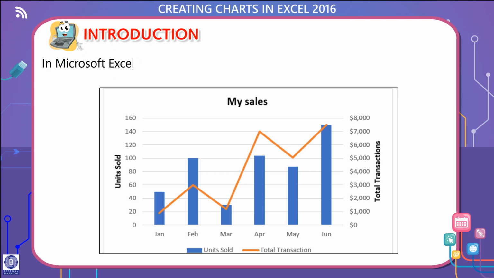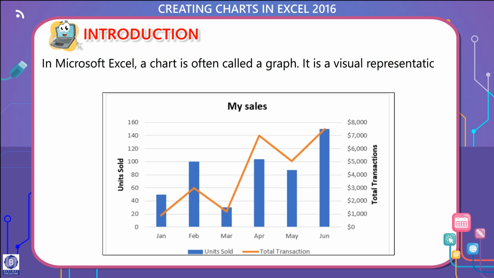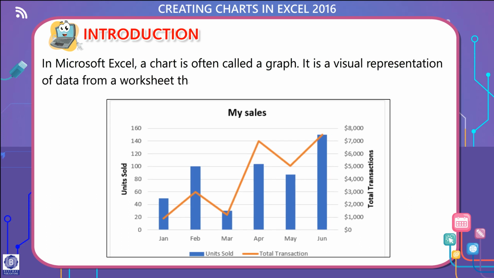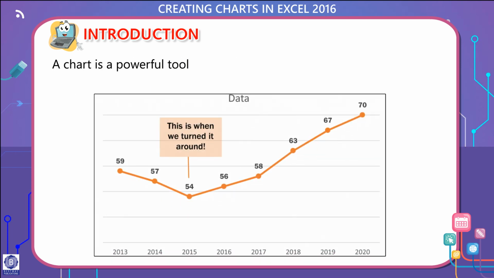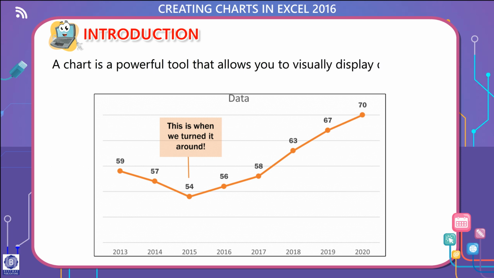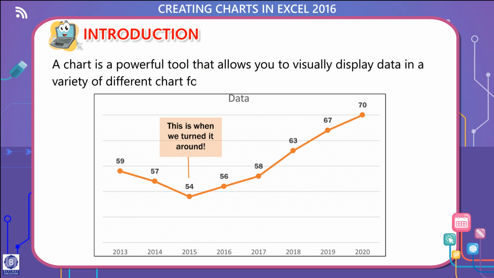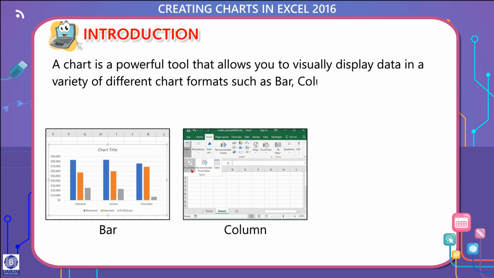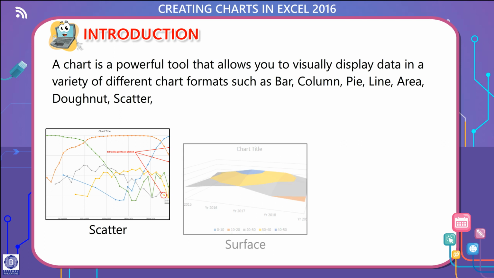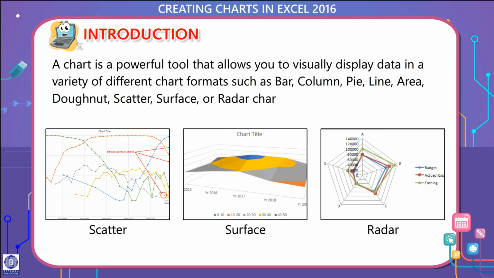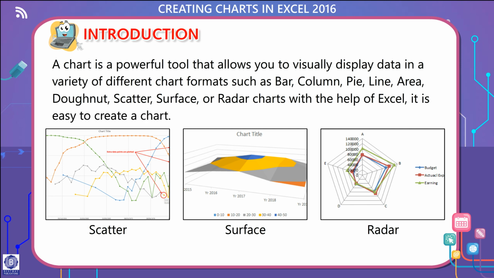In Microsoft Excel, a chart is often called a graph. It is a visual representation of data from a worksheet that can bring more understanding to the data than just looking at the numbers. A chart is a powerful tool that allows you to visually display data in a variety of different chart formats such as bar, column, pie, line, area, donut, scatter, surface, or radar charts with the help of Excel. It is easy to create a chart.